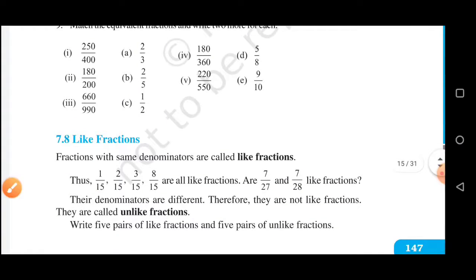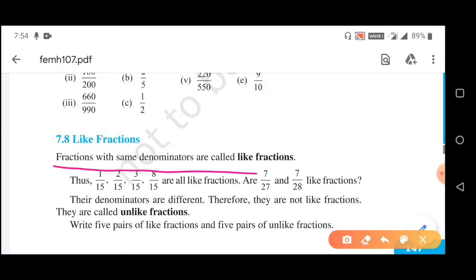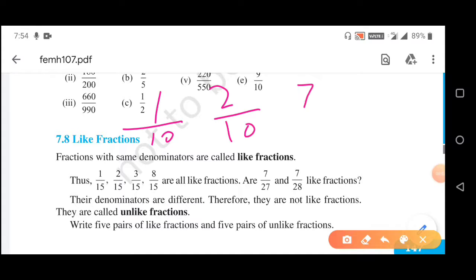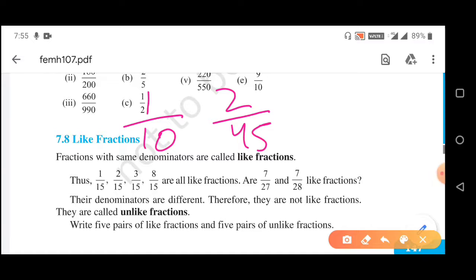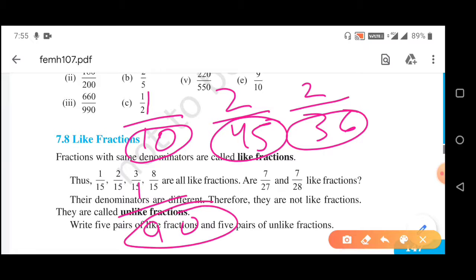Like fractions. Now, what are like fractions? Fractions with the same denominators are called like fractions, whatever the numerator may be. Numerator means the upper part, denominator means the lower part. So if the fractions have the same denominator, then these are like fractions. If I write 1 by 10, 2 by 10, 7 by 10, then these are like fractions. If I write 1 by 10, 2 by 45, 2 by 36, 1 by 90, then these are unlike fractions because denominators are different, not equal.